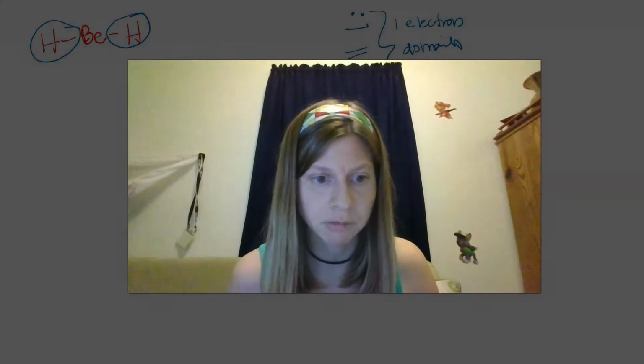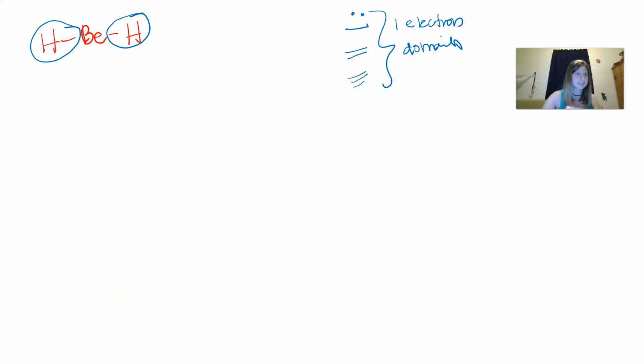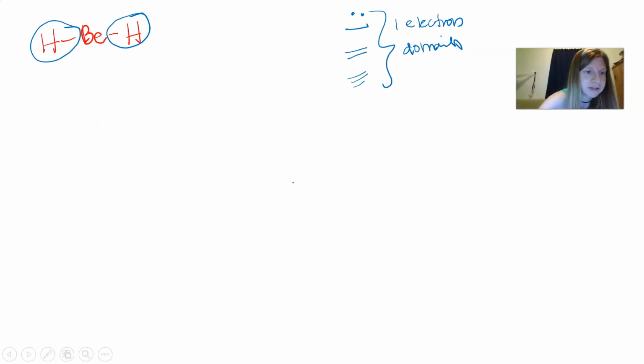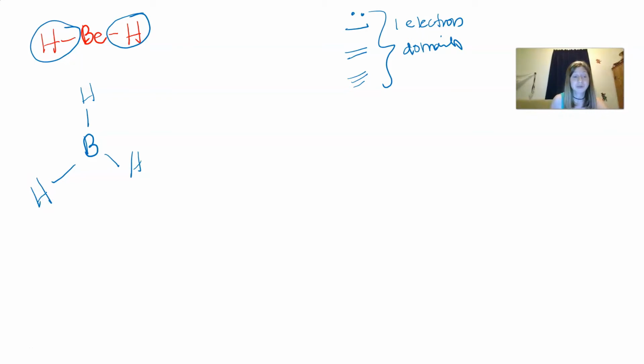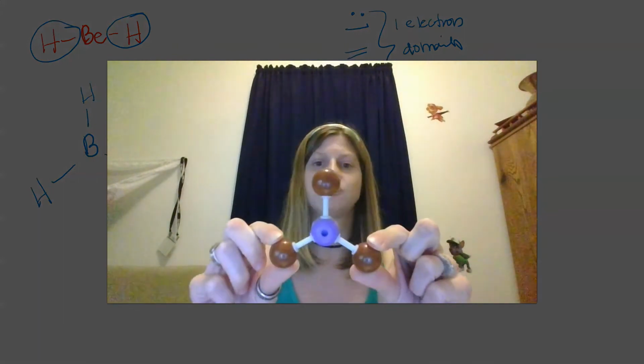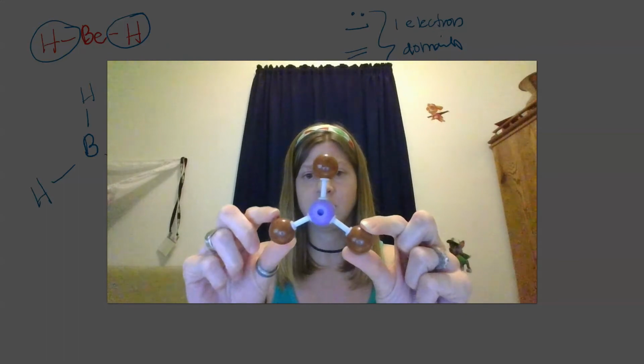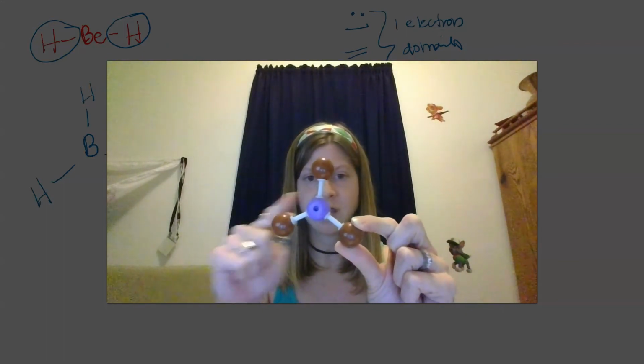Okay, I'm going to make me small again. Okay, so let's go to 3 electron domains. This one has 3 electron domains because it has 3 single bonds. So 3 electron domains, according to our worksheet, is trigonal planar electron domain geometry. And if all 3 electron domains are bonds, it's trigonal planar molecular shape. So the central atom would be the boron, and then hydrogen, hydrogen, hydrogen.